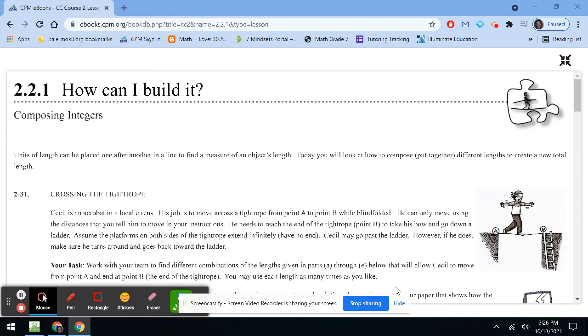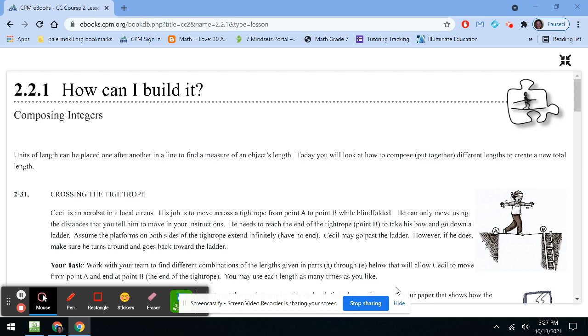So we're moving on to chapter 2, section 2, lesson 1, composing integers. Units of length can be placed one after another in a line to find the measure of an object's length. Today you're going to look at how to compose, put together different lengths to create a new total length.